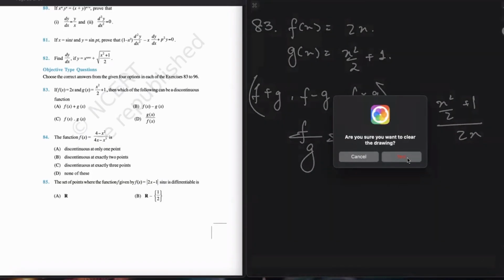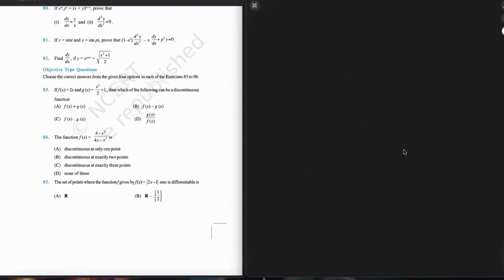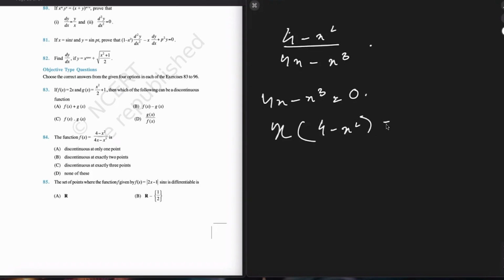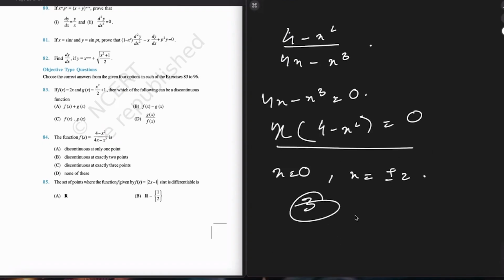Alright. The function f(x) is discontinuous only at one point, discontinuous at 2 points, discontinuous at 3, or none of the above. So let's check it. The function has 4 minus x square over 4x minus x cube. When 4x minus x cube is equal to 0, it is discontinuous. So I'll take x out, 4 minus x square is equal to 0. So at x is equal to 0 and at x is equal to plus minus 2, the denominator is equal to 0. So discontinuity at 3 points.